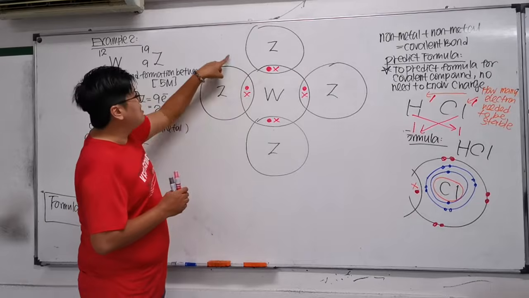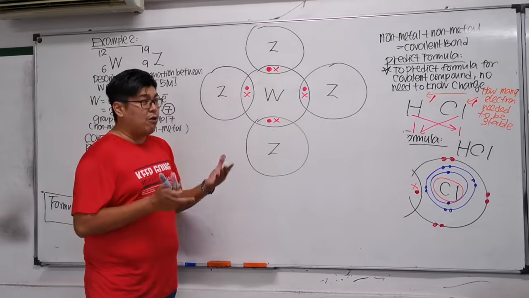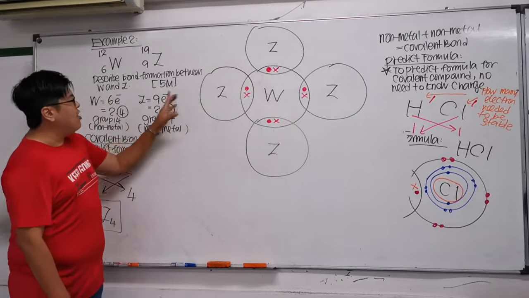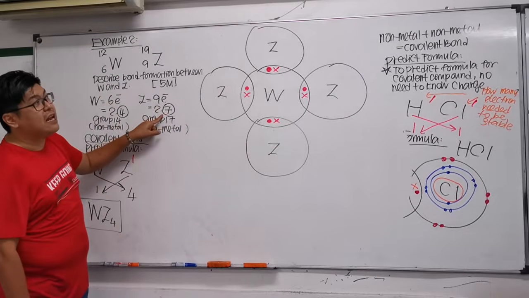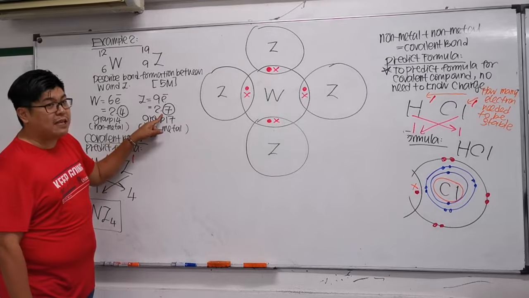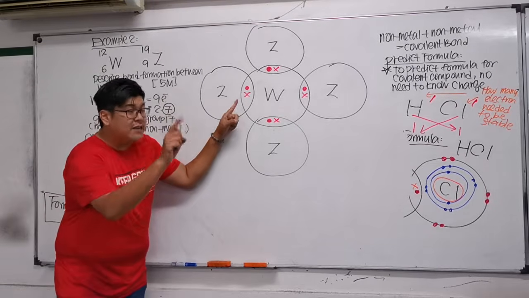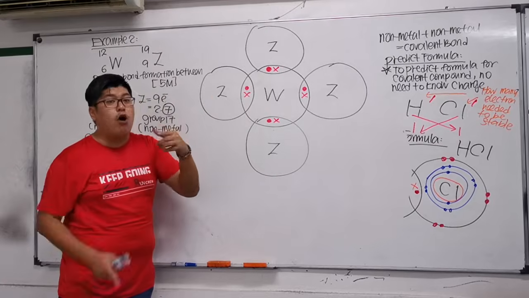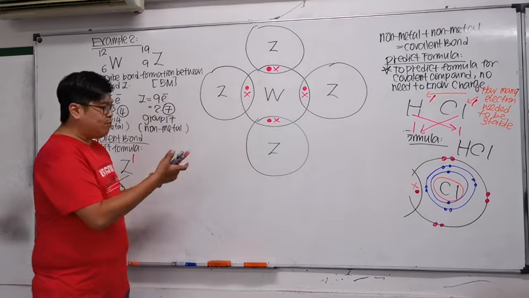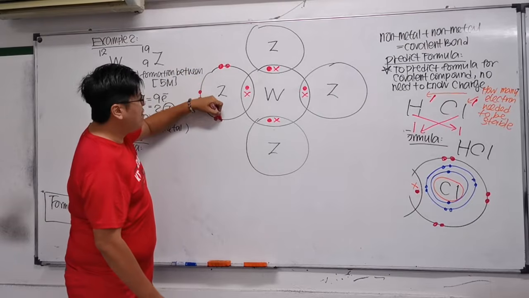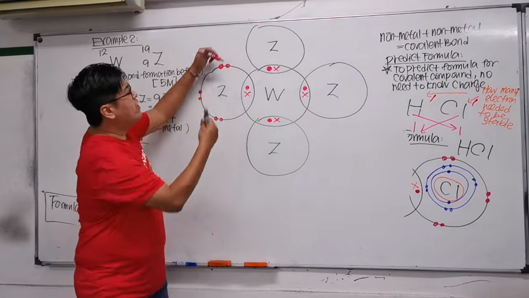Draw the outer electrons. Let's start from Z. Z is supposed to have 7 outer electrons. Everyone, how many electrons did Z share? 1. Z only used 1 out of 7, so you have 6 more outside. So 1, 2, 3, 4, 5, 6. Understand? Do the same for all the Z.